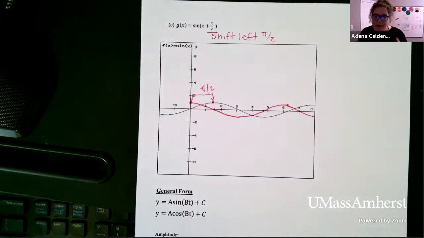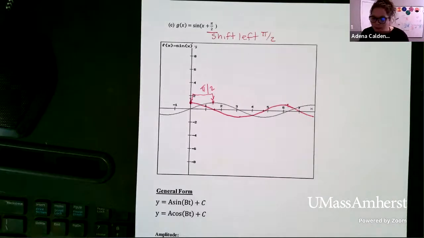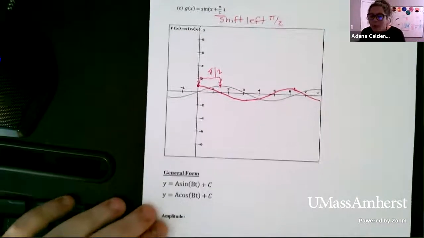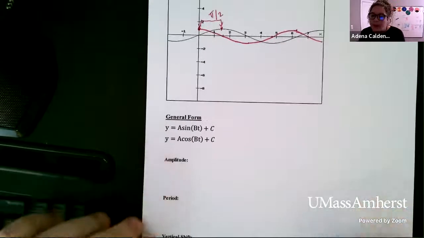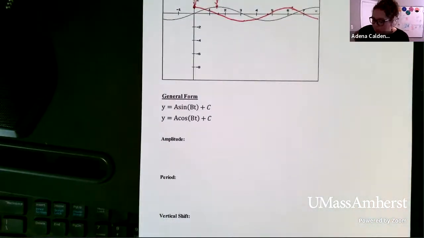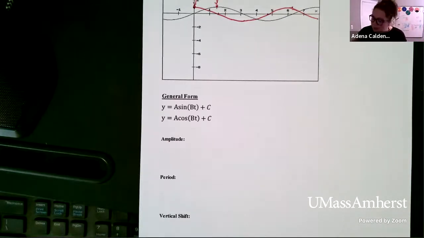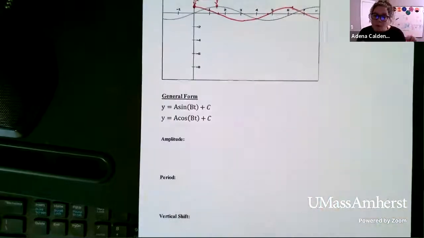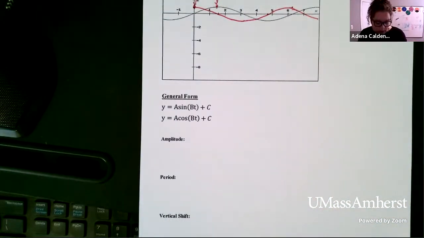So how do we put this all together to start to really work with this idea of stretching and shifting and amplitude and period and all of these things? We have what's called the general form, and the general form for sine and cosine looks like this. We have a sine of bt plus c and a cosine of bt plus c. This is the general form only for these functions.